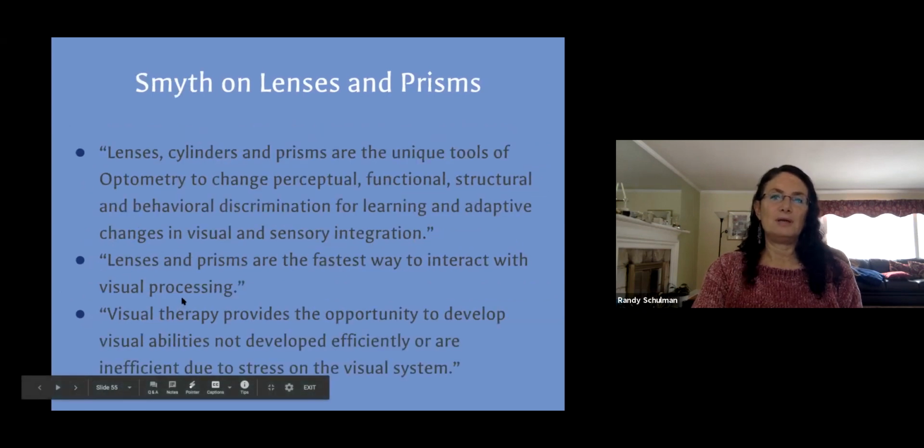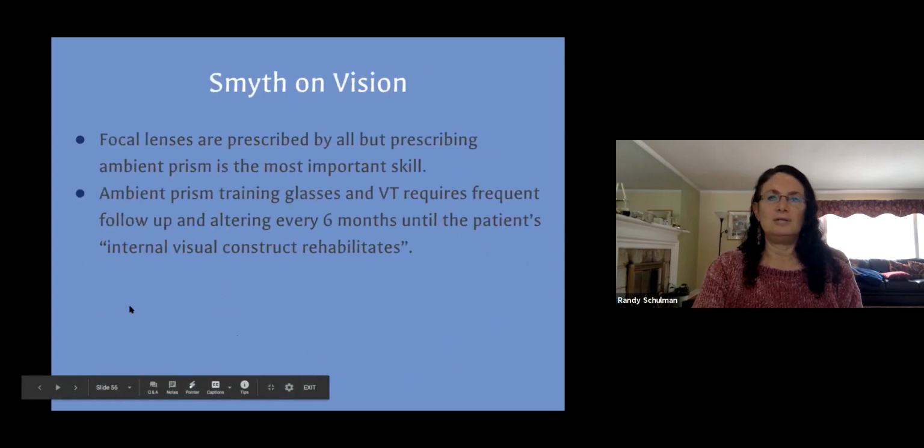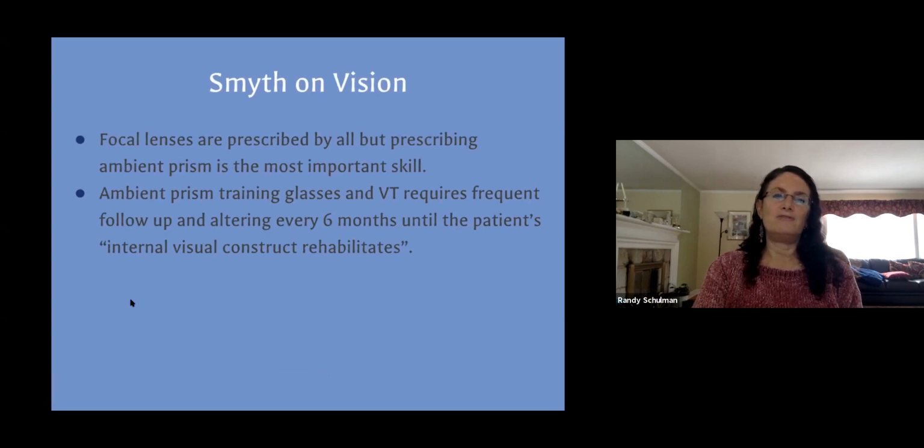Smith is another one that talks a bit about lenses and prisms and how they can change our perception, our function, structure, and behavior. And it's one of the fastest ways to create a change. I mean, it can be very immediate. And I'll talk about that a little bit later too. He also talked, as well as Kaplan, they talk a bit about focal and ambient prism training glasses.